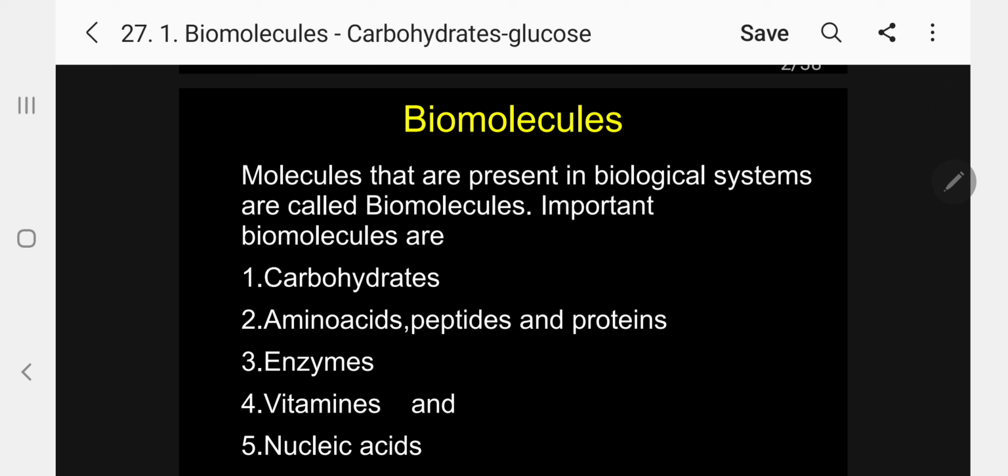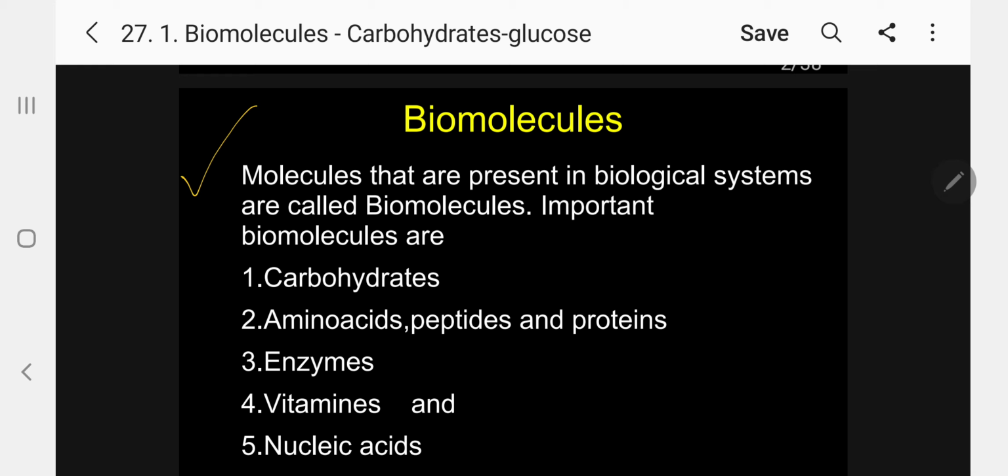What are biomolecules? Molecules that are present in biological systems are called biomolecules. So, if you want to raise a question, what are biomolecules? This is the answer for that one. That is, molecules that are present in biological systems, either plants or animals, are called biomolecules.